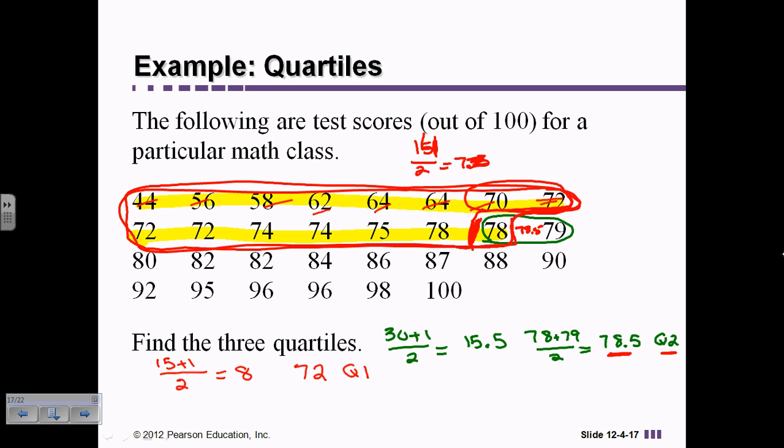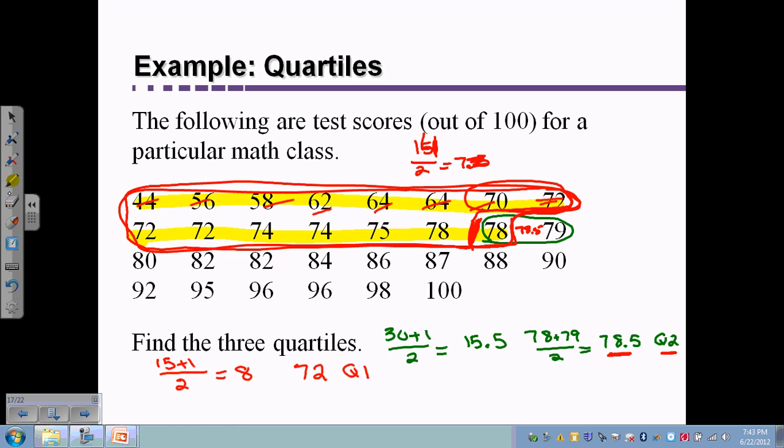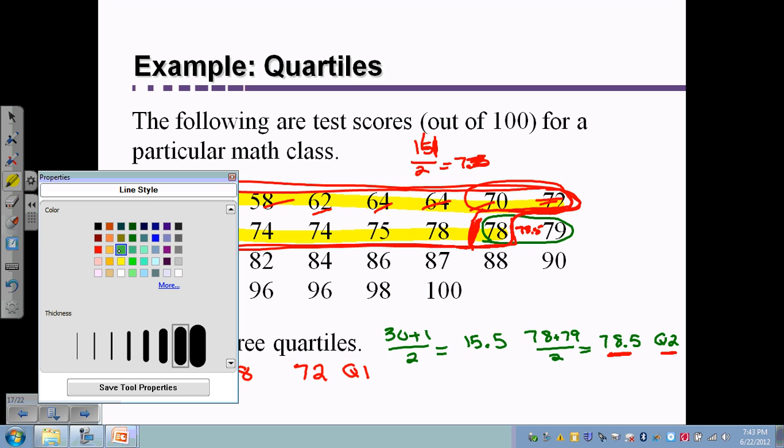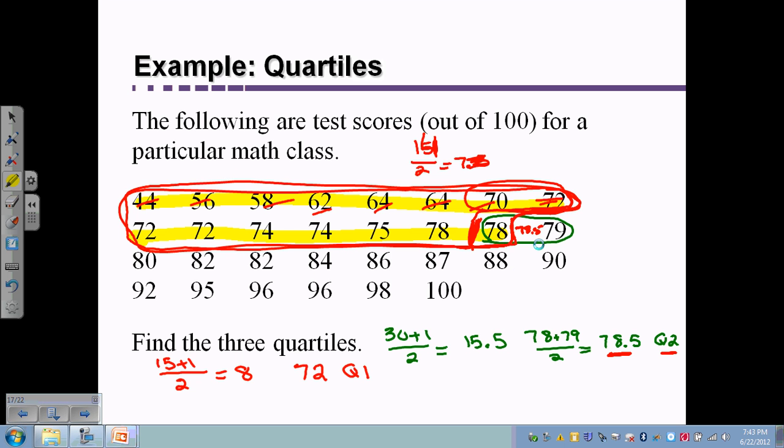And then we're going to do the same thing for the other set of data. Let's go back over here and get a highlighter again. I'll get a green one this time. When we look at this set of data right here, again, there are 15 sets of data there. So we're going to do 15 plus 1 again, divided by 2 equals 8. In this case, the 8th position from the beginning, 1, 2, 3, 4, 5, 6, 7, 8, would be the number 88. So 88 is quartile 3.